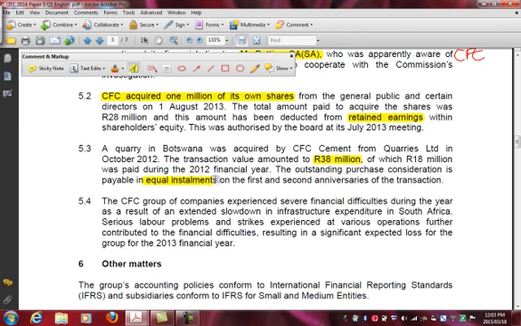5.4, the CFC group of companies experienced severe financial difficulties. Now we have a going concern risk. You need to pick that up immediately and make a note of it in the column. Going concern, and it's a huge risk.